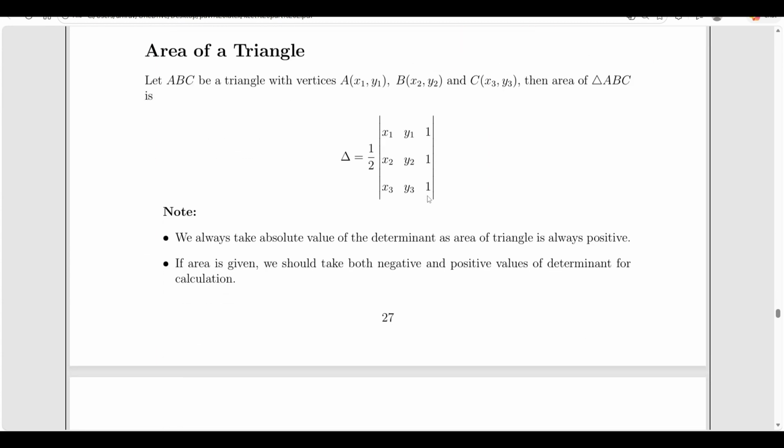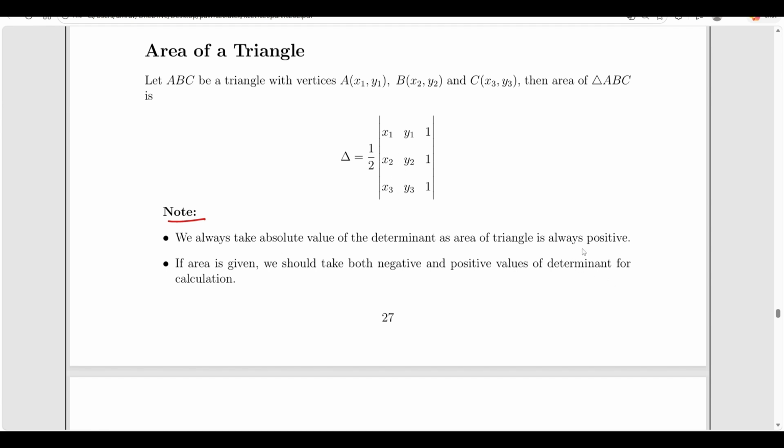And next comes area of triangle. If you have three coordinates x1, y1, x2, y2 and x3, y3, the area of a triangle in terms of determinants is given by half times the determinant with rows x1, y1, 1; x2, y2, 1; x3, y3, 1. A very important note is we always take the absolute value of the determinant, as the area of a triangle is always positive. So whenever we find the area, we consider the positive value.